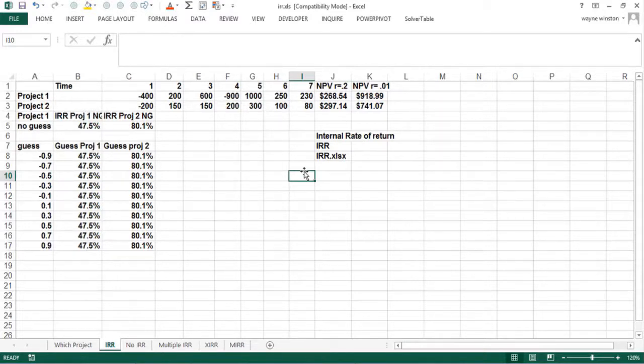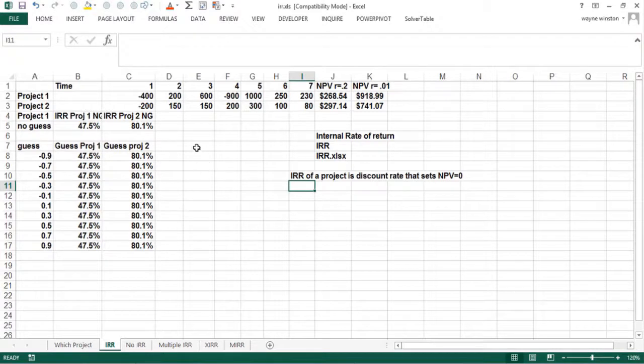So a lot of companies, although fewer than there used to be, use internal rate of return. So the IRR of a project is the discount rate that sets NPV equal to 0. And there are problems with IRR, which we'll get to in a couple of minutes, okay? But basically, let's just focus on finding it.